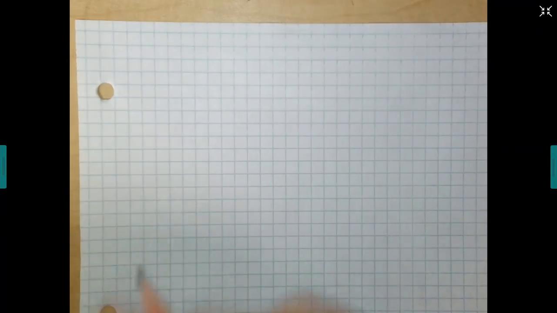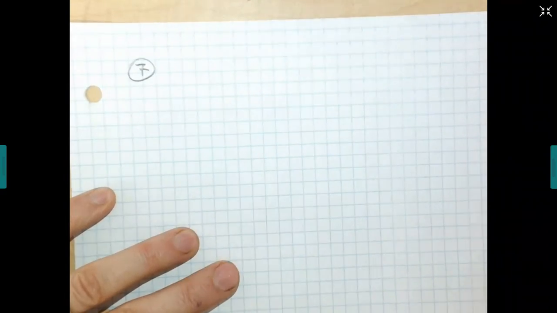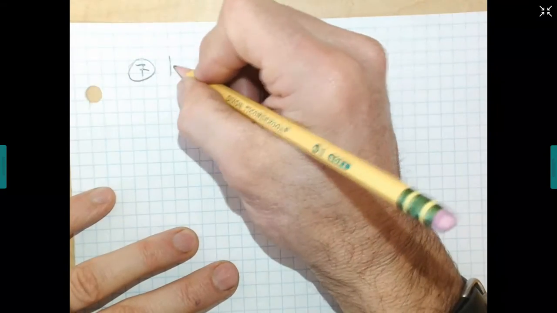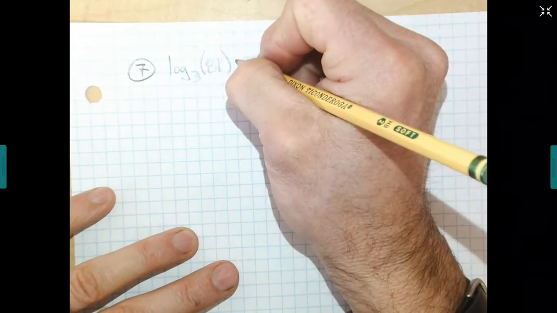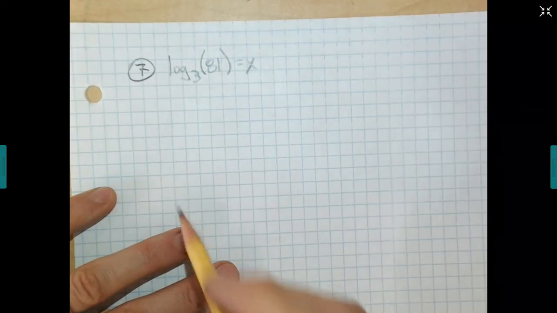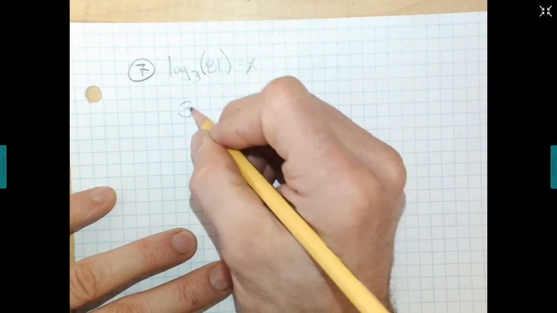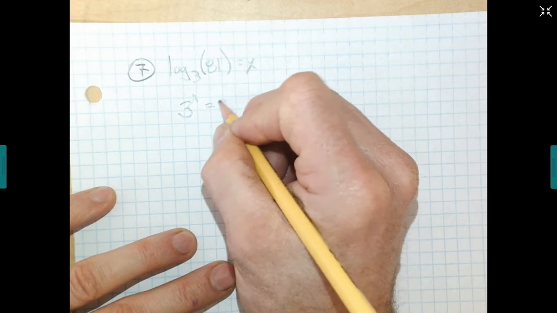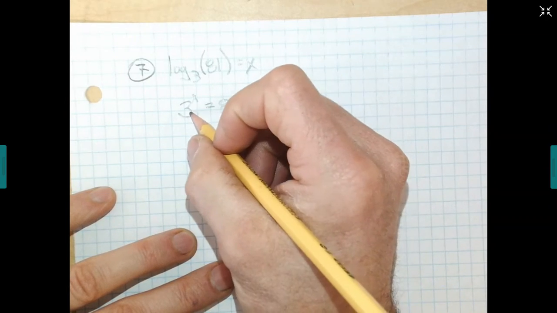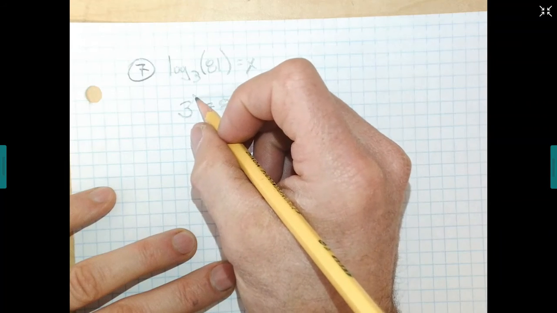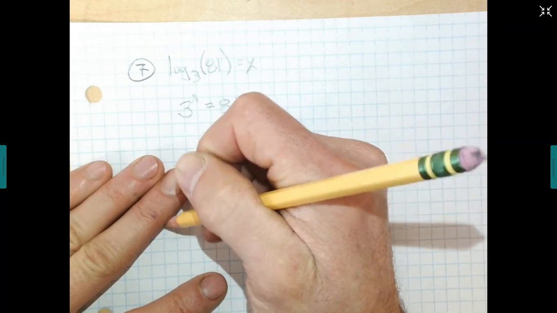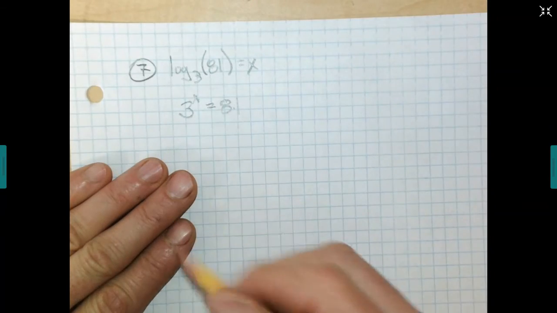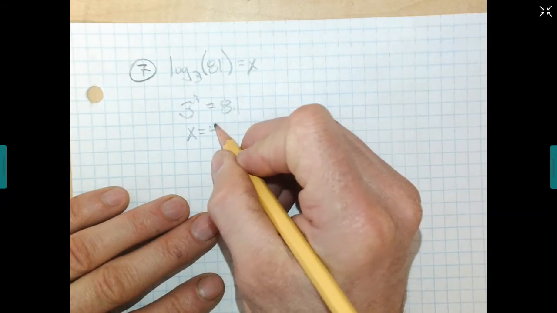Okay, a couple more examples. So example number 7, I get log 3 of 81 equals x. So what's my x value? Well, my base is 3, my exponent, I don't know, equals 81. 3 to what power equals 81? 3 times 3 is 9. 9 times 3 is 27. 27 times 3 is 81. So that's 4. So x equals 4.